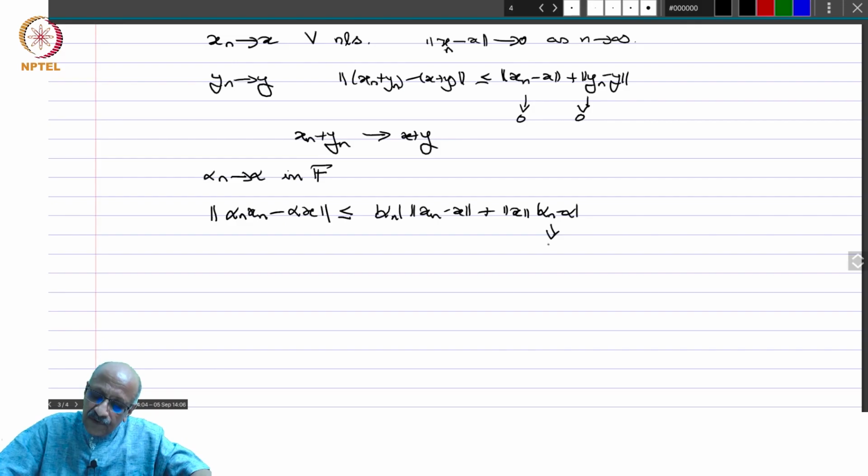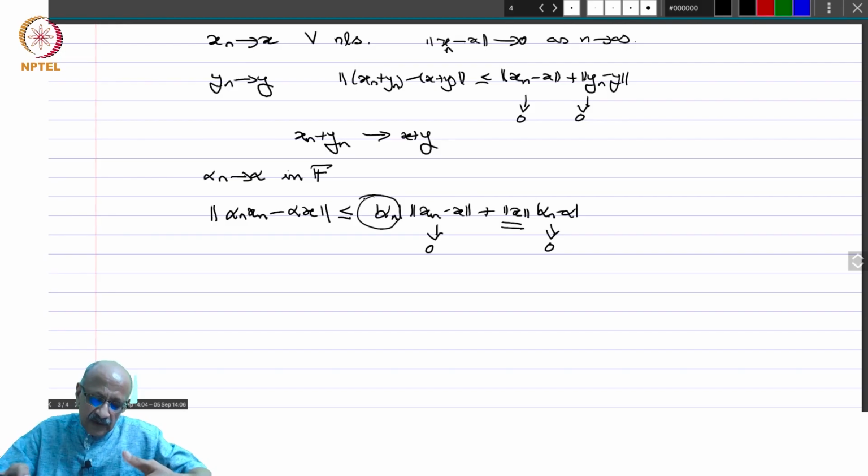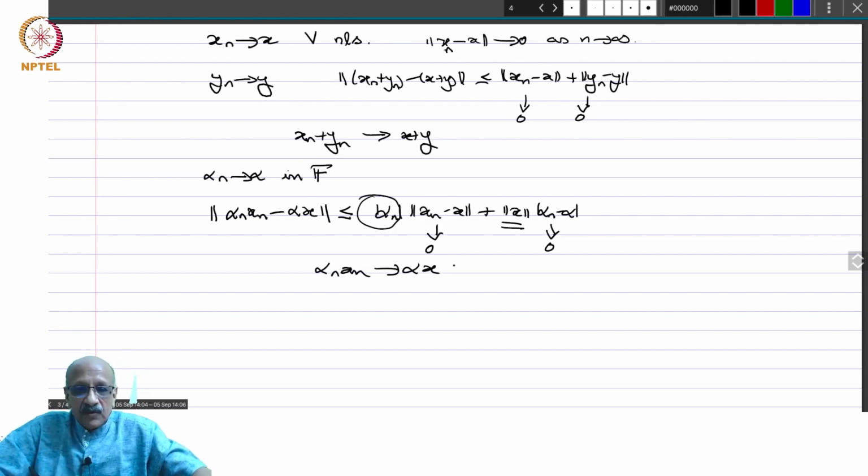Alpha n goes to alpha, so this goes to 0. Xn goes to x, this goes to 0. This is a fixed quantity, and alpha n being a convergent sequence is automatically bounded, and therefore the right hand side goes to 0, so that you get alpha n xn goes to alpha x. Thus scalar multiplication is also continuous, and therefore a normed linear space is automatically a topological vector space.